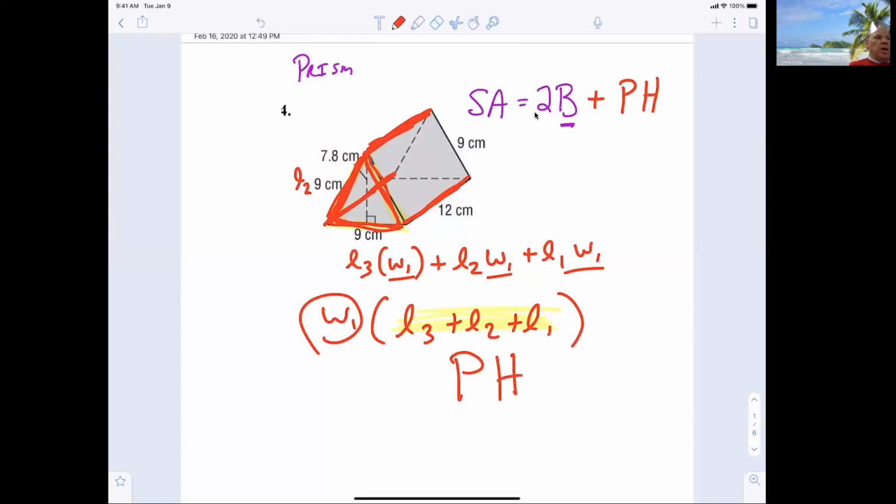All right, so again, this is what I want you to think about. The surface area of any prism is 2 times the area of the base plus the perimeter times the height. It's really and truly that simple. The issue is we hope the base is an easy one. And the height is easy because it's the perpendicular distance between the two bases.